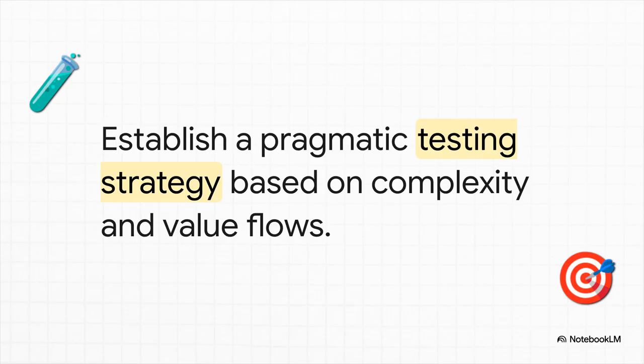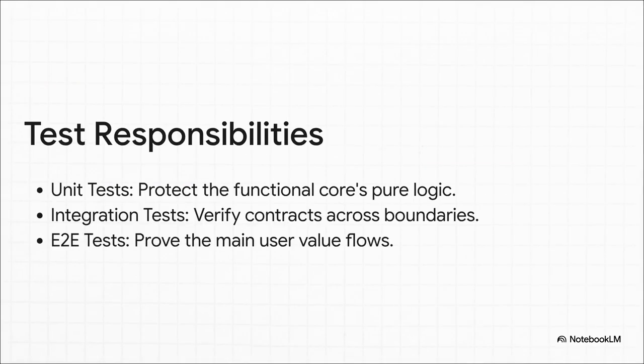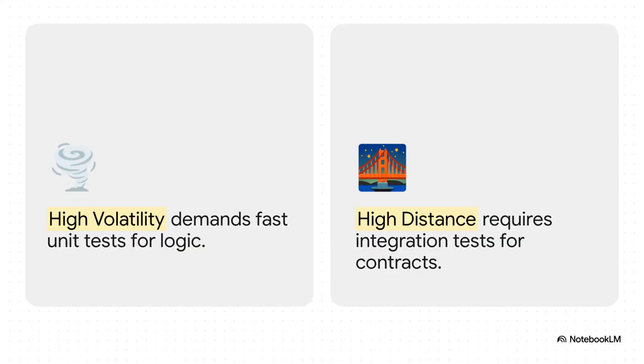Chapters 5 and 6 tackle pragmatic testing. So how do we actually verify this minimal architecture we just built? Simply align test types to specific boundaries. It proves that sheer test volume matters way less than targeted value. Let your metrics dictate your test. High volatility demands unit tests, while high distance requires integration tests for contracts.